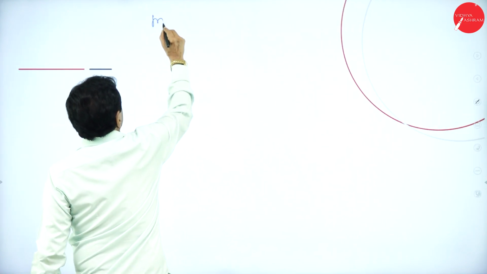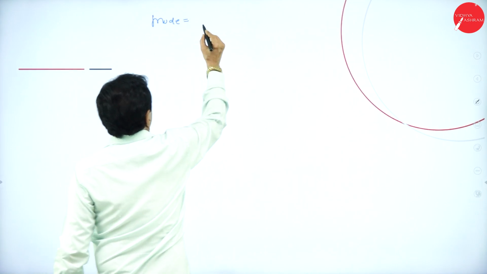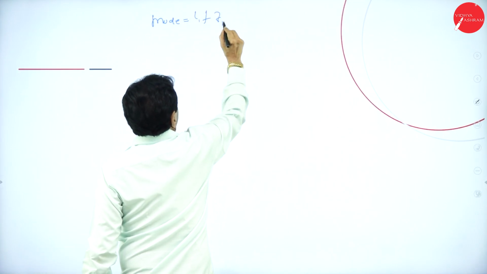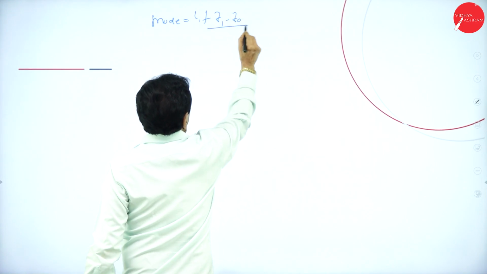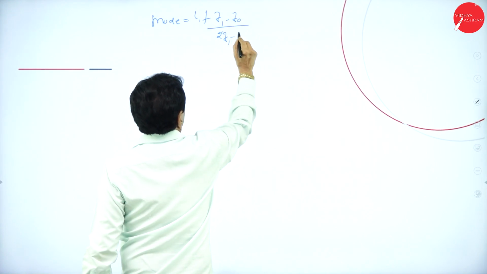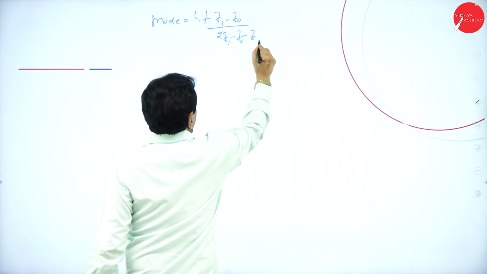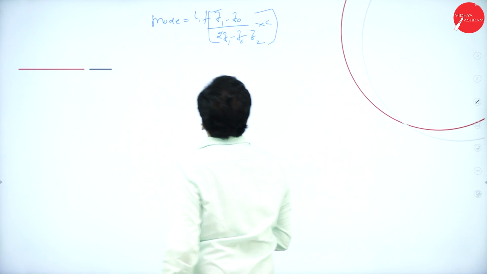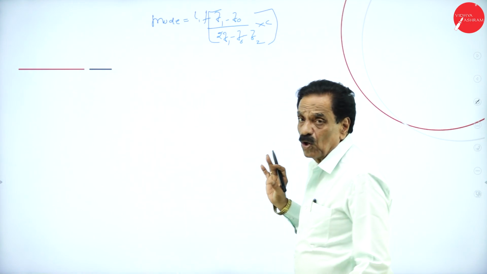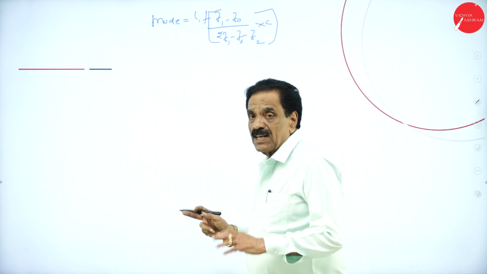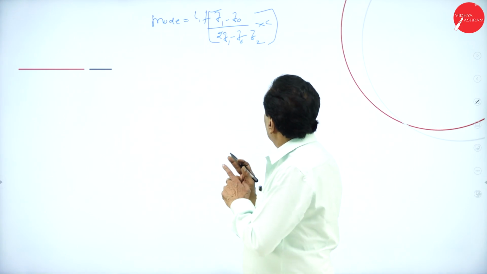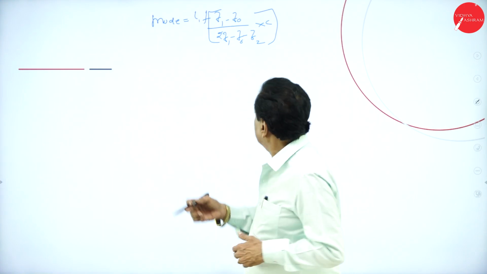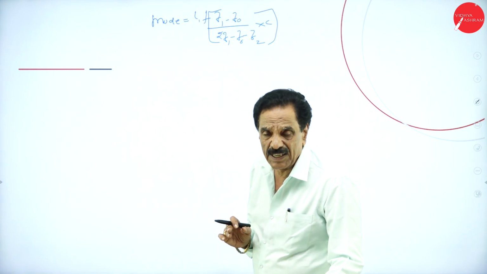Mode is equal to L1 plus (F1 minus F0) divided by (2F1 minus F0 minus F2) into C. What is your L1? Lower limit. F1 is the highest frequency. F0 is the behind frequency. F2 is the forward frequency. C is equal to the class interval.